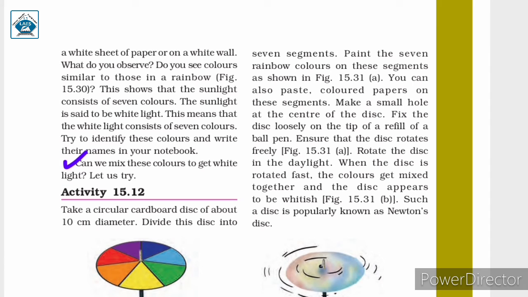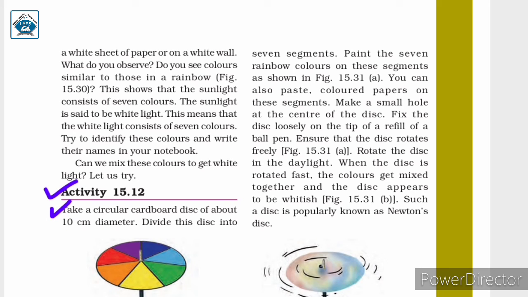Can we mix these colors to get white light? Let us try. Now we know that white light consists of 7 colors. अब क्या हम इन colors को mix करेंगे तो क्या हमें white light मिलेगा? So let us try by reading activity 15.12.